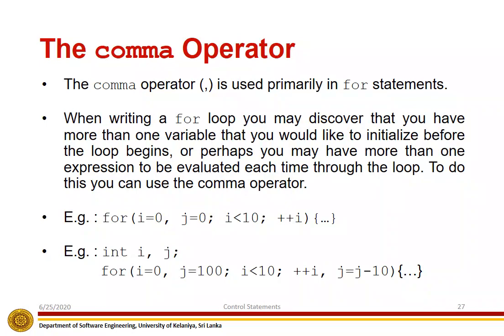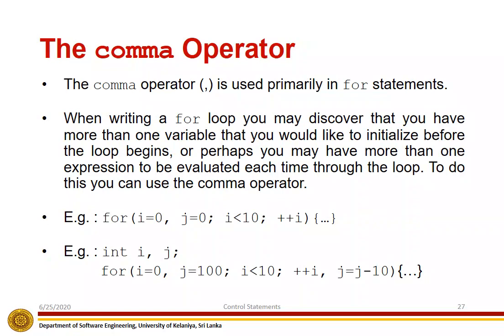This operator permits two different expressions to appear in situations where only one expression would ordinarily be used. It means when writing a for loop, you may discover that you have more than one variable that you would like to initialize before the loop begins. Or perhaps you may have more than one expression to be evaluated each time through the loop. To do this, you can use the comma operator.